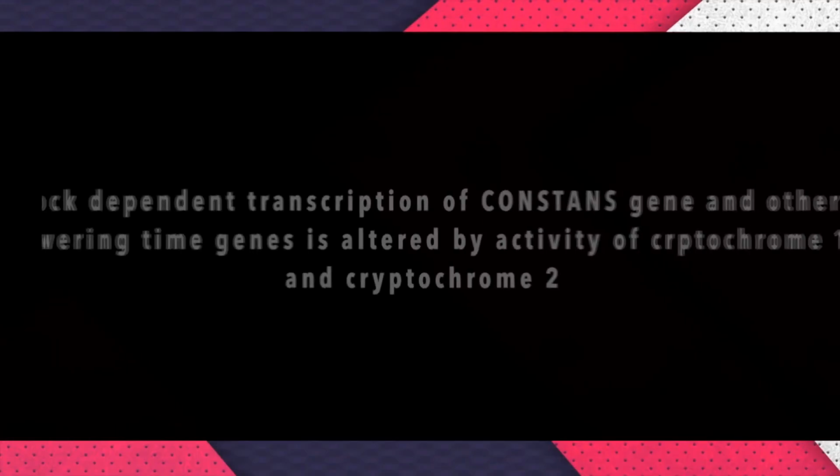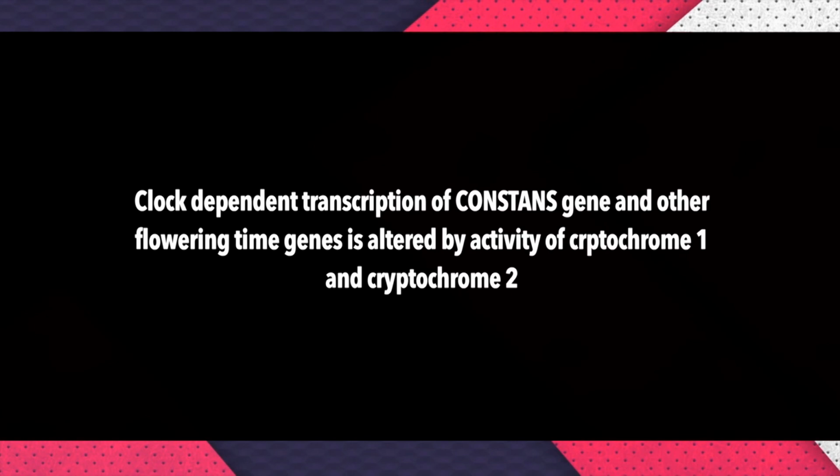Some additional mechanisms or pathways are also employed by cryptochromes to affect the flowering time of plant. For example, the clock-dependent transcription of the CONSTANS gene and other flowering time genes are altered by the activity of cryptochrome 1 and cryptochrome 2. Both Cry1 and Cry2 have also been shown to mediate the expression of microRNA 172. This microRNA has been found to modulate flowering time independently of the CONSTANS protein.